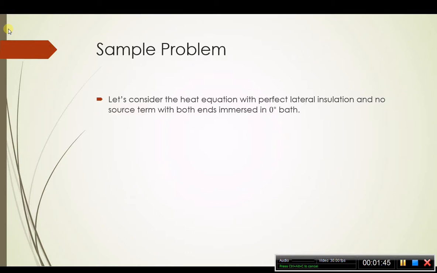Here, with the perfect lateral insulation, you do not have any terms like alpha u. No source terms means you don't have a q. So all you have is the general heat equation, u sub t equals k u sub xx. Both ends being immersed in a 0-degree bath means at the left-hand side, u is specified to be 0 degrees, and at the right-hand side, u is also specified to be 0 degrees. And you always have some kind of initial condition where u of x, 0 is equal to some function of x. We'll talk about these initial conditions a little bit later.